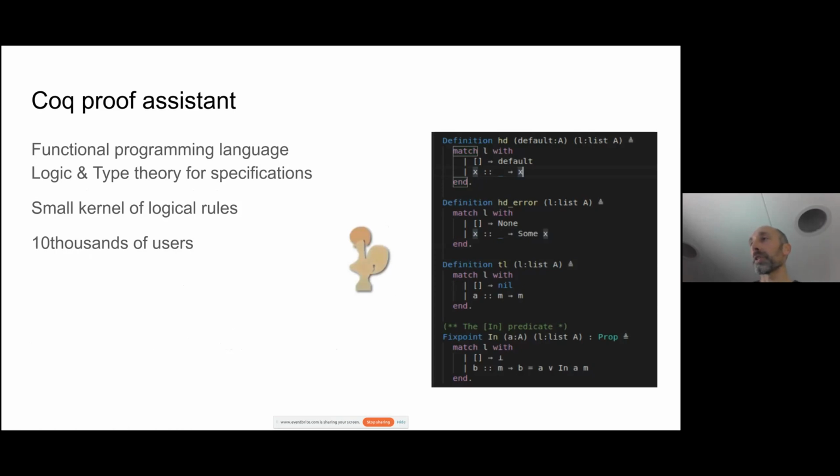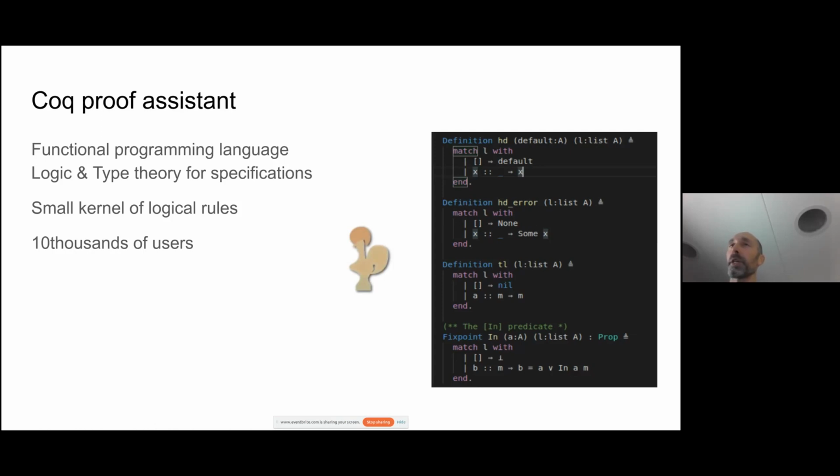Now, what does this Coq proof assistant look like? Most of you will know this, but I just want to make sure that everyone's on the same page. It has a functional programming language and then a logic and type theory. And actually, the logic and type theory are very much connected by the Curry-Howard correspondence.